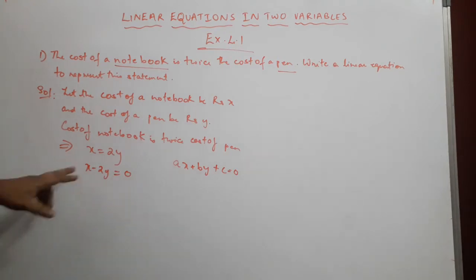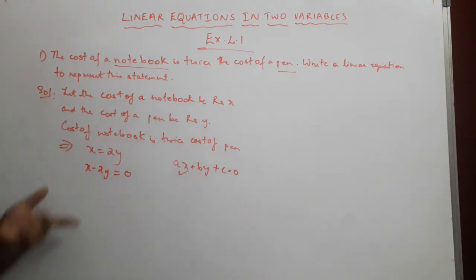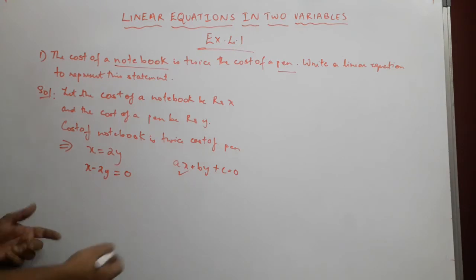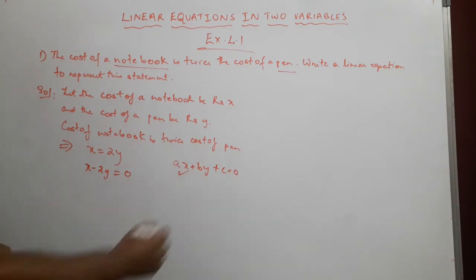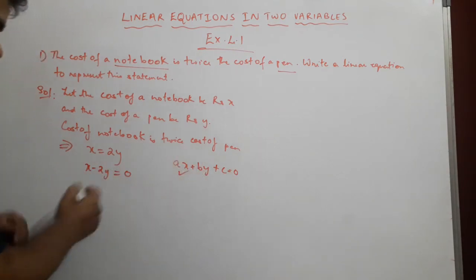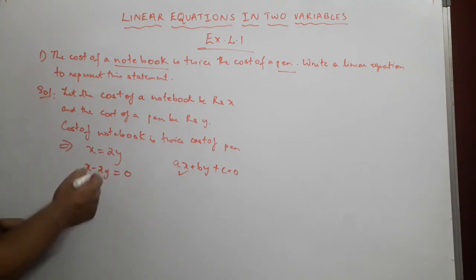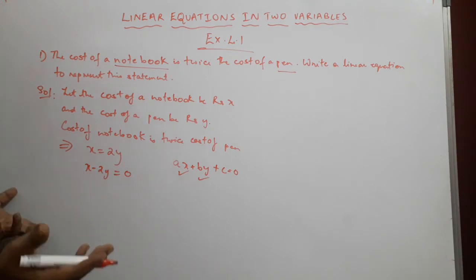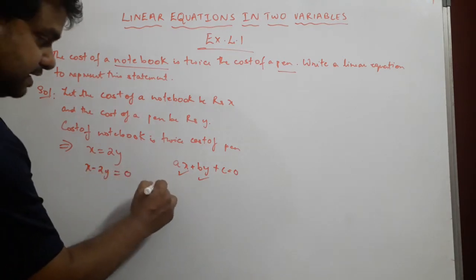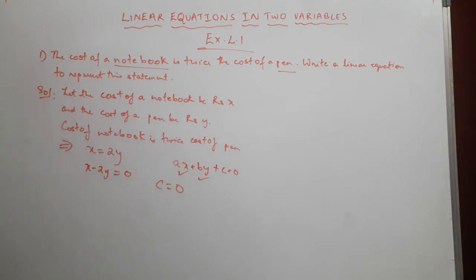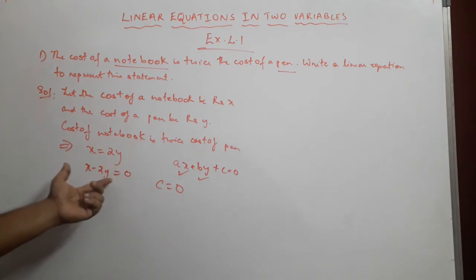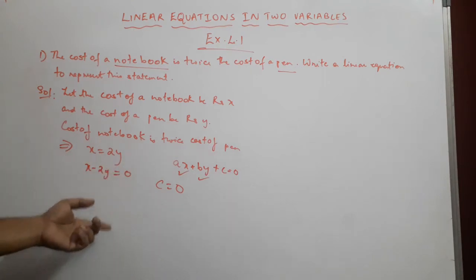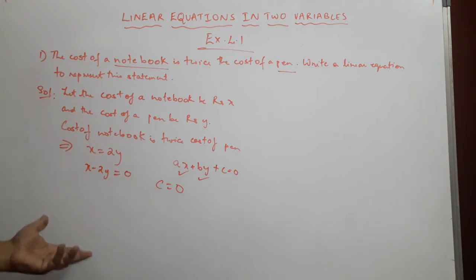Once again you will say, okay, fine, we have got x, so a is equal to 1, fine. We've got by, so we've got a coefficient of y as well over here. But what happened to c over here? In that case we might as well assume that c is equal to 0, and when it is equal to 0 we don't have to really write x minus 2y plus 0 or minus 0 equal to 0. It is assumed that the value of c is 0.